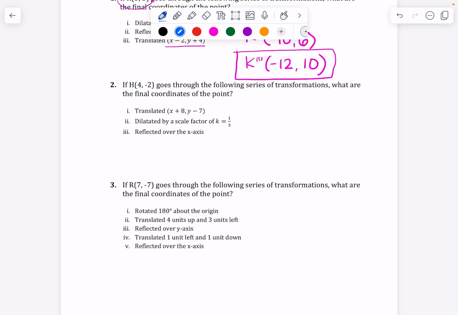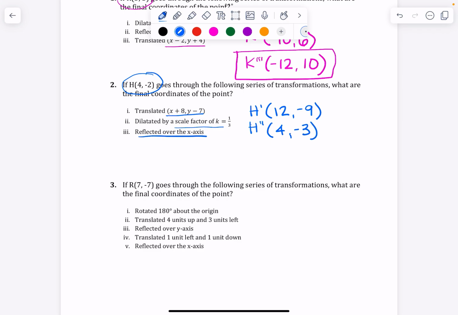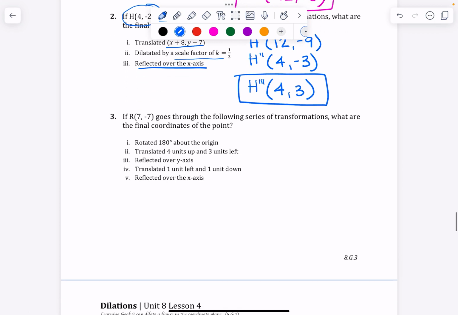Okay, the next one starts with the point 4, -2. It's translated 8 to the right and 7 down, so I'm going to add 8 to the x, so that's 12, and subtract 7 from the y, so that's -9. And then dilate with a scale factor of 1/3, so that means I'm going to multiply by 1/3. That makes it 4 and -3. And then reflect it over the x-axis. The x stays the same, the y changes to the opposite. So that would be 4, 3. And again, if you're not sure, use the graph on the back of this page. It's there to help you.